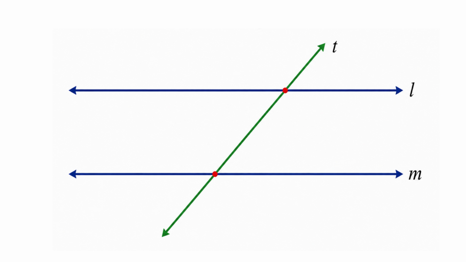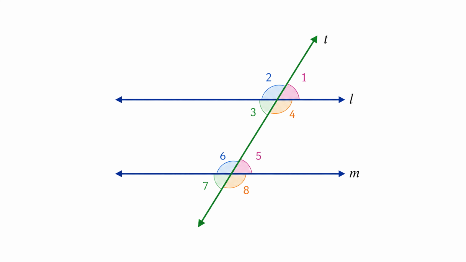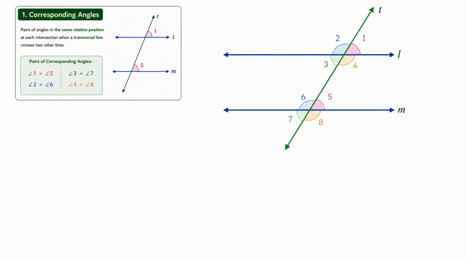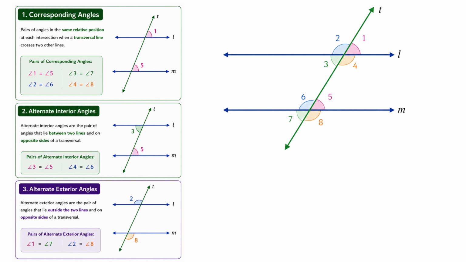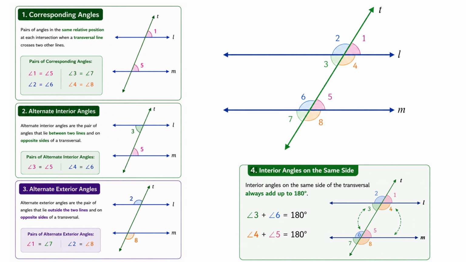Now, let a third line cross a pair of parallel lines. This line is called a transversal, and it creates 8 angles. At first, they may seem unrelated, but a remarkable pattern soon emerges. Angles in matching positions, called corresponding angles, are equal. Another pair, known as alternate angles, are also equal. Meanwhile, the interior angles on the same side of the transversal always add up to 180 degrees.